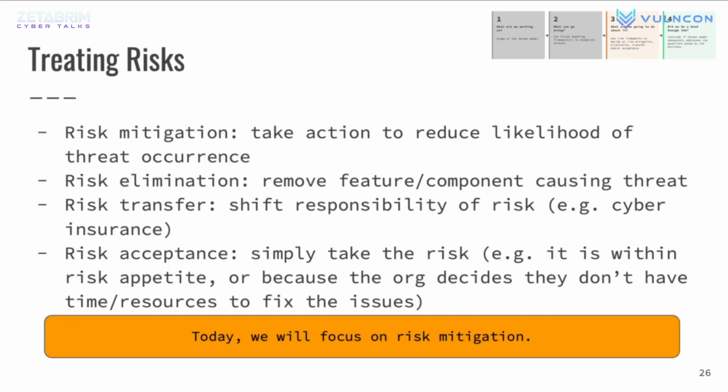Elimination sometimes occurs because we may be able to change the design to remove the risk item entirely. This doesn't always happen, but if it does, then fine. A risk transfer is when I don't want to take responsibility for the whole thing, so I decide to shift the responsibility. An example of this is buying cyber insurance.